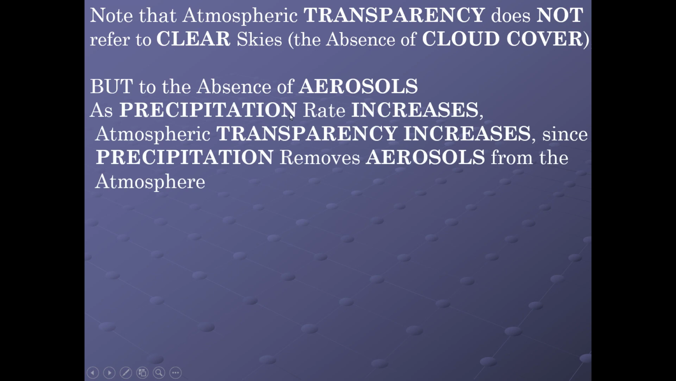Now, when you have precipitation happening, it washes those pieces of aerosols, those particulates, out of the air. So when precipitation rate goes up, atmospheric transparency also goes up, because the raindrops and snowflakes literally wash the dirt and such out of the air. And that makes it harder for more droplets to form. So you're not going to have it rain indefinitely, because eventually you'll run out of condensation nuclei.